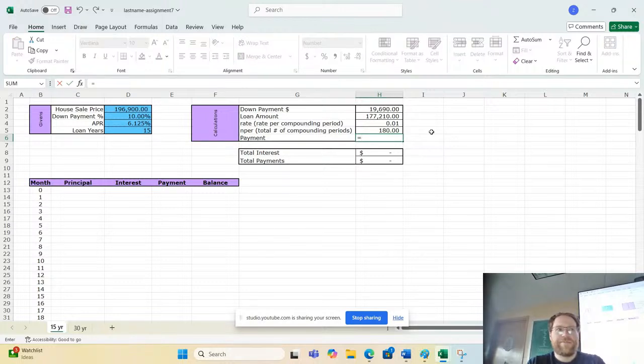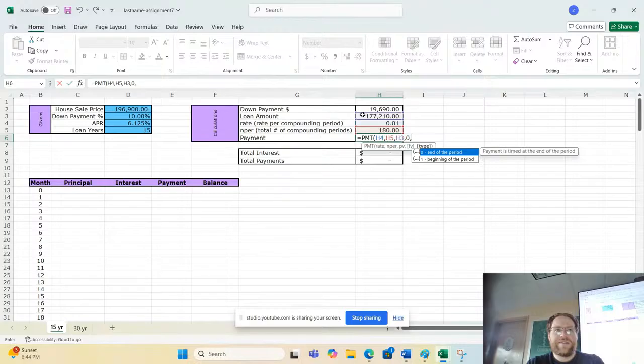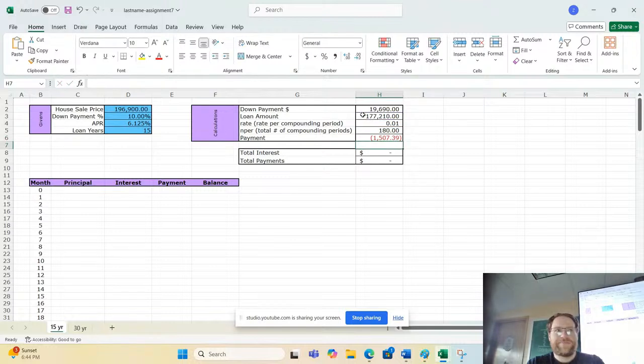And then for the payment, equals PMT for the payment function, parentheses, the rate, comma, NPER, comma, present value is the loan amount. FV is the amount we wanted to get to, which would be 0. Compounding at the end of the period, we'll do 0 again. To give you a payment amount of $1,507.39.